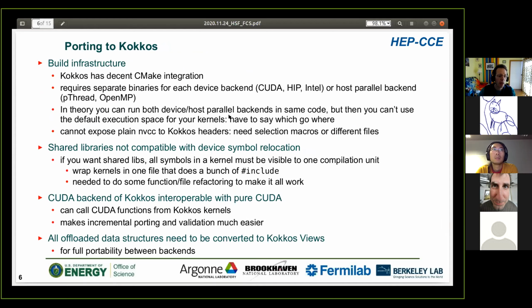So then we took the CUDA code and we ported it to Kokkos. Now, Kokkos requires you to select a single device parallel backend and a single host parallel backend for any compiled Kokkos library. Now, in theory, you can run both device and host parallel backends in the same code, but this really complicates things because you can't use a default execution space. So you really have to say where each kernel has to go. You also can't expose plain NVCC to the Kokkos headers. So you have to do some selection macros or use different files for your Kokkos and NVCC or your CUDA code if you want it all to be compiled from the same source.